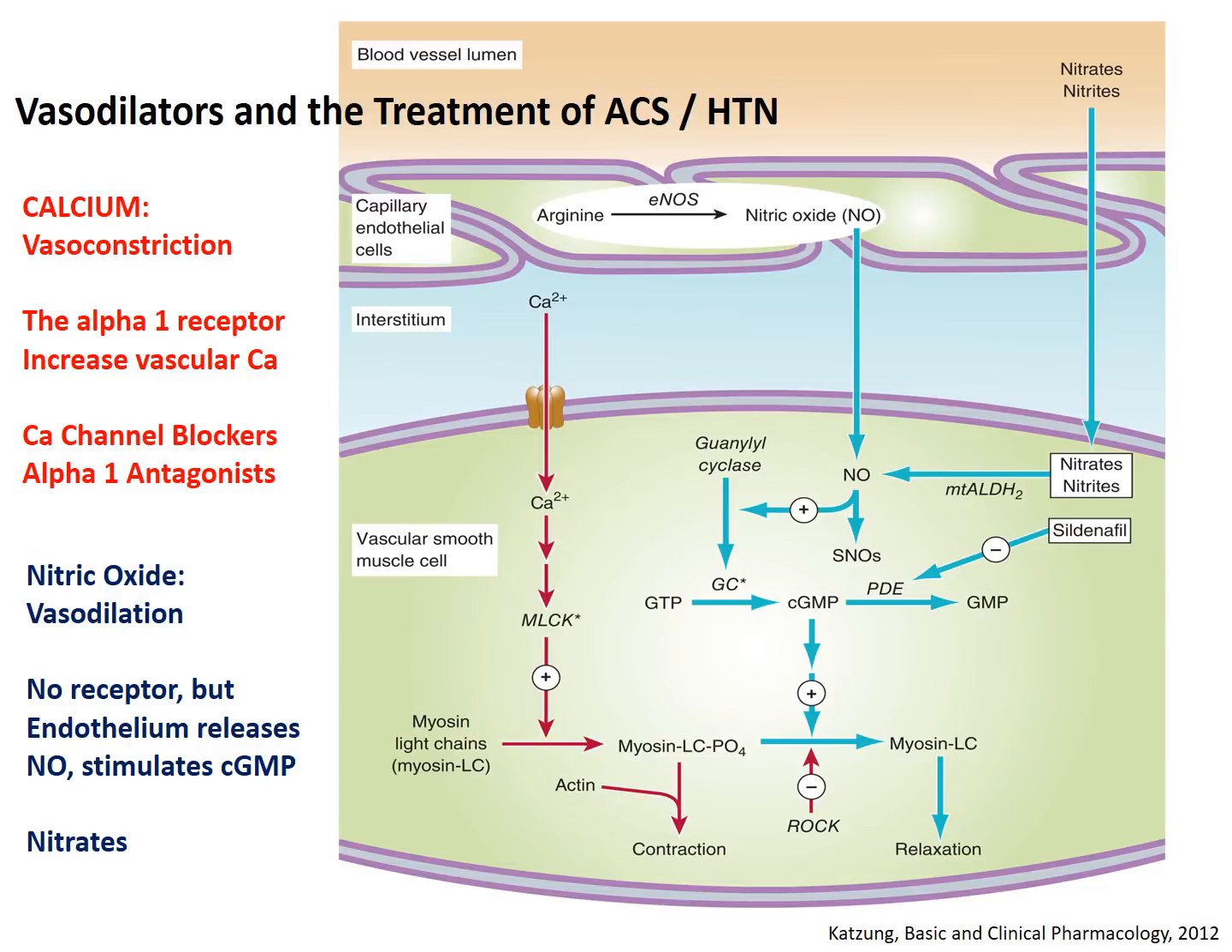Another way to get to immediate vasodilation is to enhance the cellular content of nitric oxide. Remember, normally the endothelium releases nitric oxide. That stimulates cyclic GMP, and that leads to vasodilation. So pharmaceutically, one way that we can get to vasodilation is by providing the individual a drug which is going to give them nitric oxide, and that's the way our nitrates work. There's our nitric oxide in the blue circle. There's our calcium ion channel in the red circle.